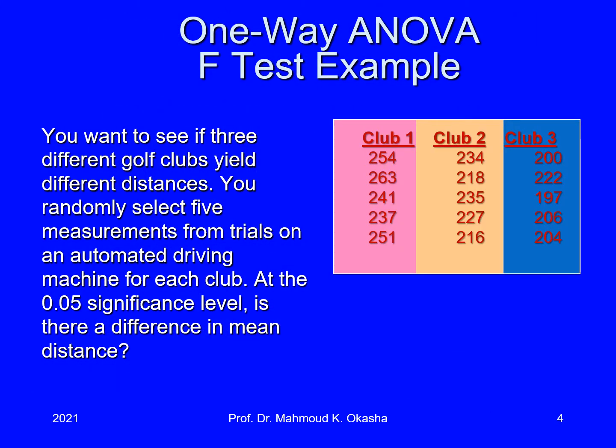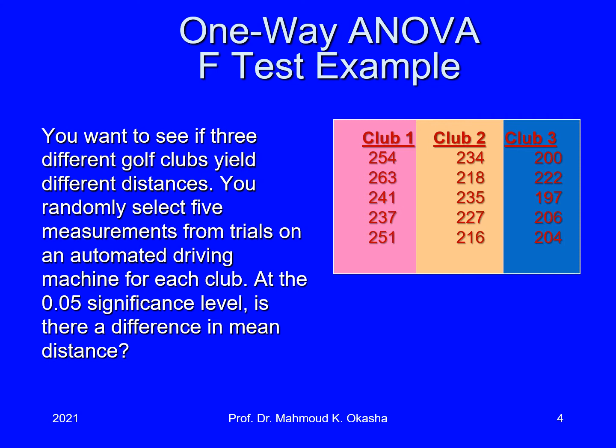Now, let us see an example. In this example, we want to see if 3 different golf clubs yield different distances. We randomly select 5 measurements from trials in an automated driving machine for each club. So we have 5 observations in each club, right?